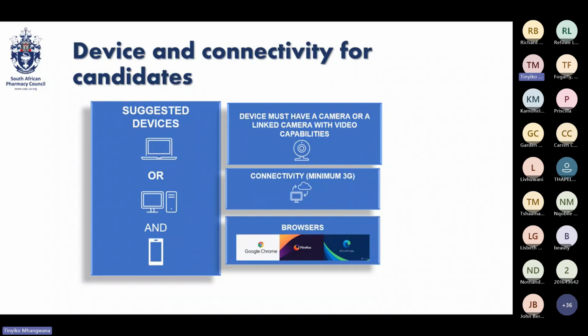You also ensure that your devices have a camera, because the invigilators will be seeing all the pictures of you from the beginning of the exam until the end. The minute one of the cameras from your phone or your laptop is not working, it's going to detect that as a fault, and it's going to count against you. So ensure that it's working properly.